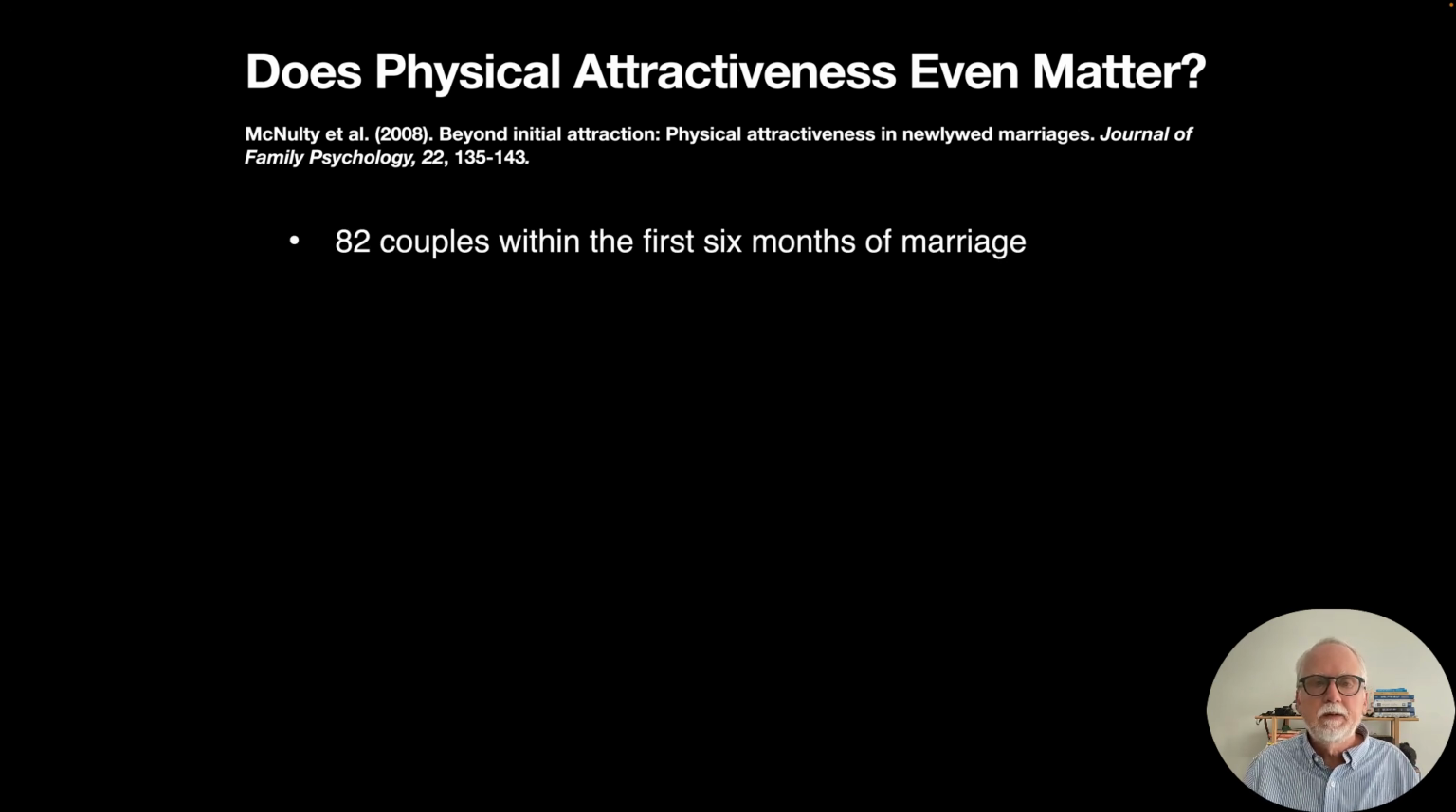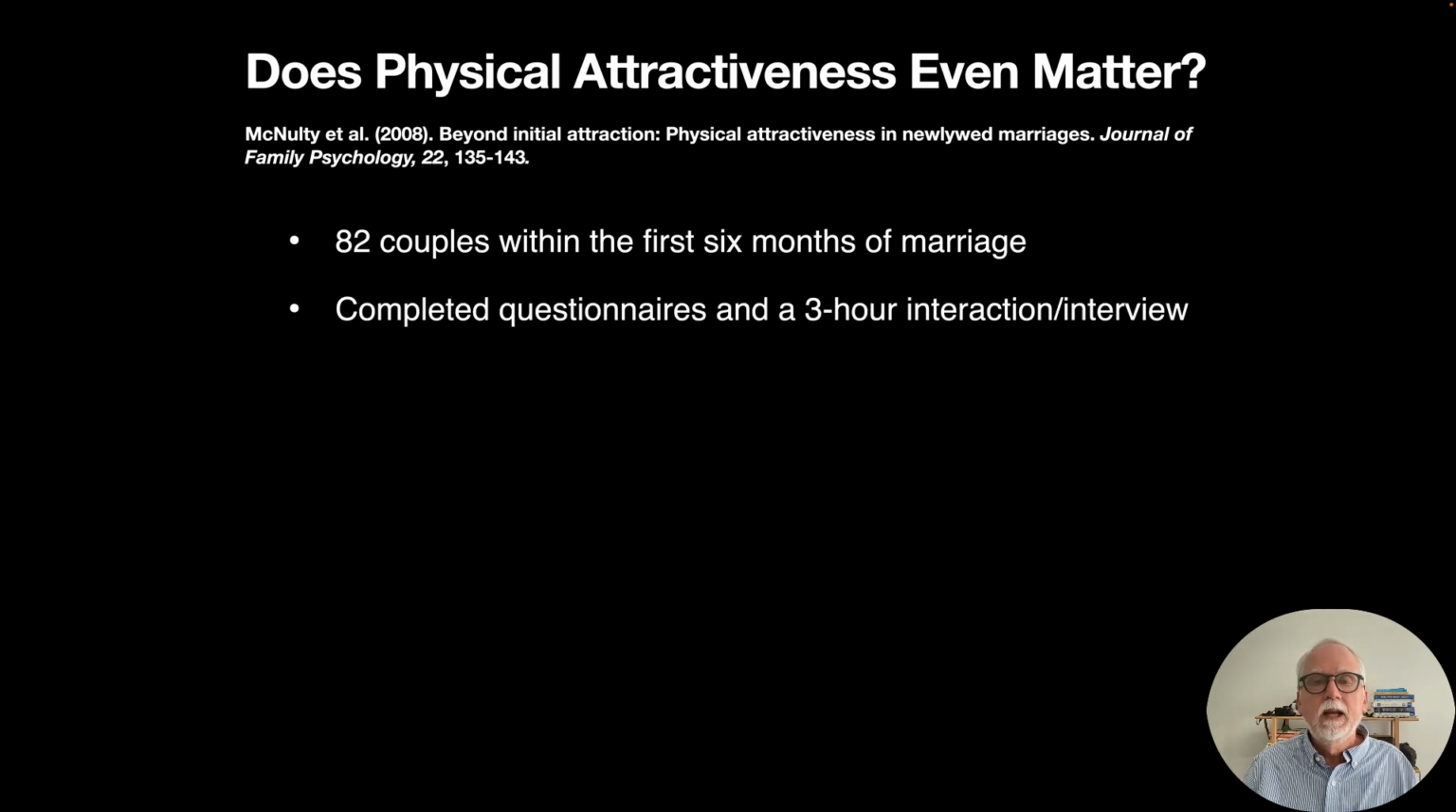They had 82 couples who had gotten married, within their first 6 months of marriage. They completed questionnaires, and then they did a 3-hour interaction and interview in which the researchers could study how that couple got along in different kinds of tasks, problem solving, marital happiness, things like that. So they had questionnaires about their marital satisfaction, and then they also had behavioral data about how these two got along during this interaction task.